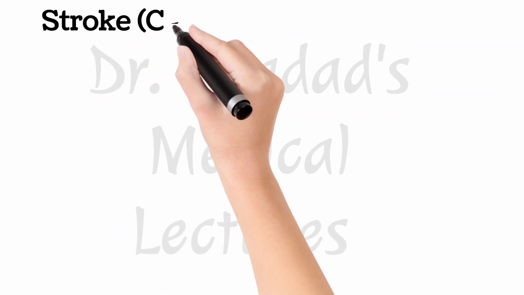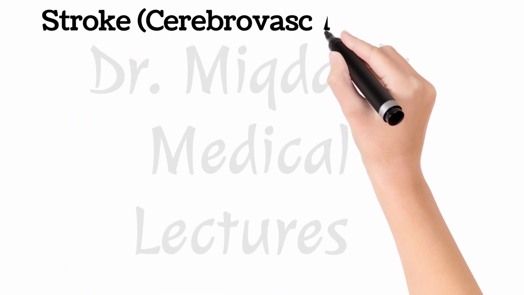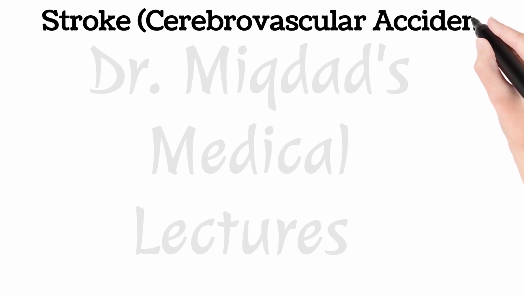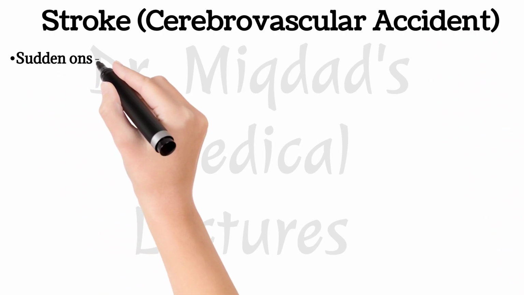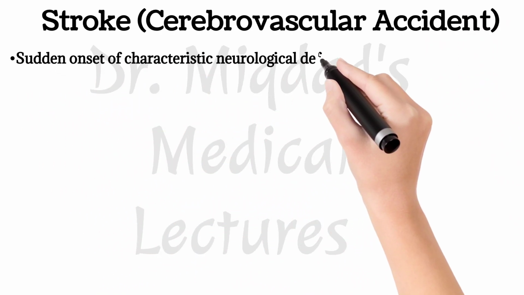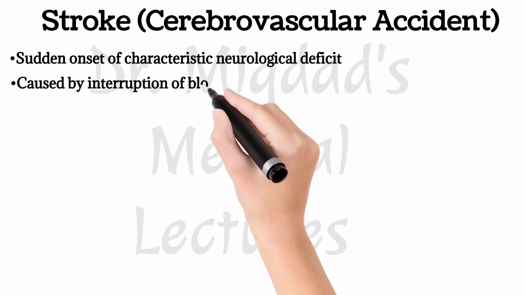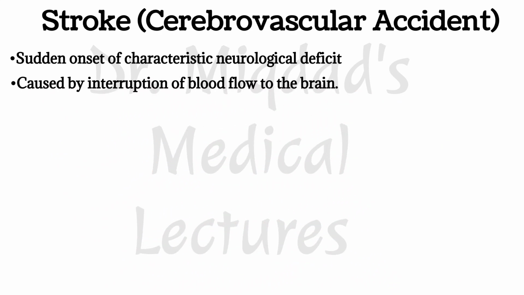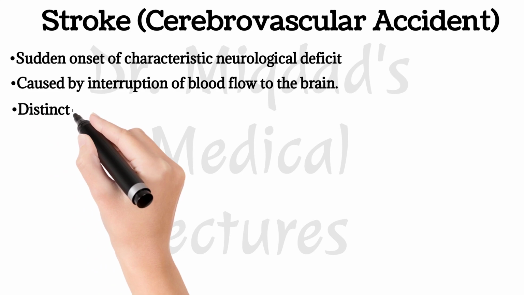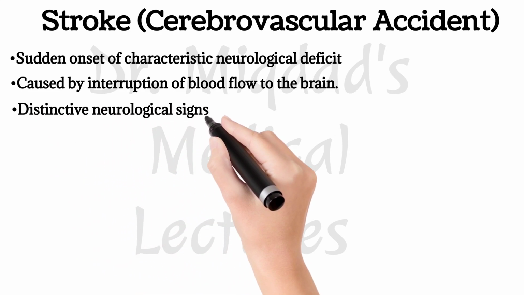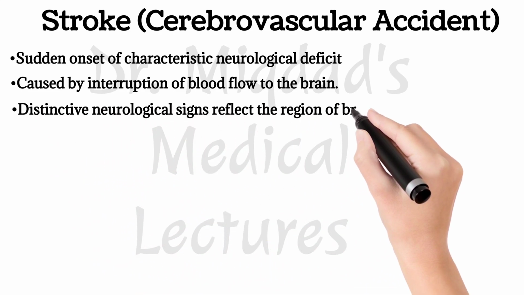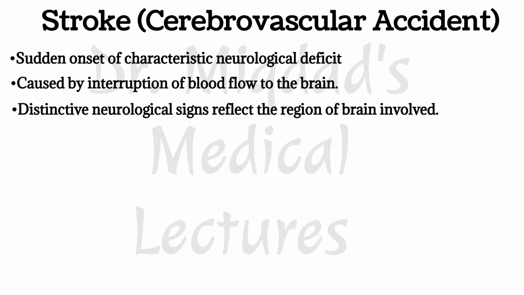So today we are going to discuss stroke, or cerebrovascular accident (CVA). It is a sudden onset of characteristic neurological deficit which is caused by interruption of blood flow to the brain. It results in distinctive neurological signs which usually reflect the region of the brain which is involved.